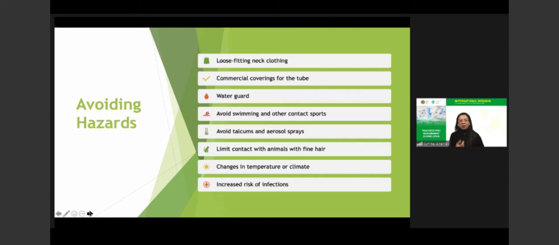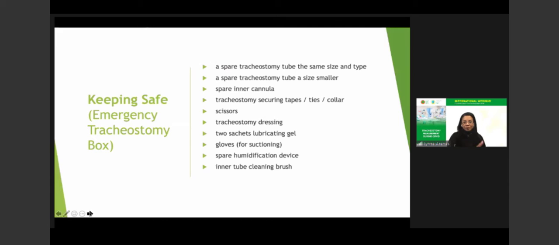The same with water. You can't get water into that tube, again, for breathing, as well as swimming or other contact sports. So it's a big, big no-no. Talcums, aerosols, animals with fine hair, really, and changes in temperature or climate as well. And of course, there's an increased risk of infection. As soon as you go with an open port, it's going to ask for everything that it can find.